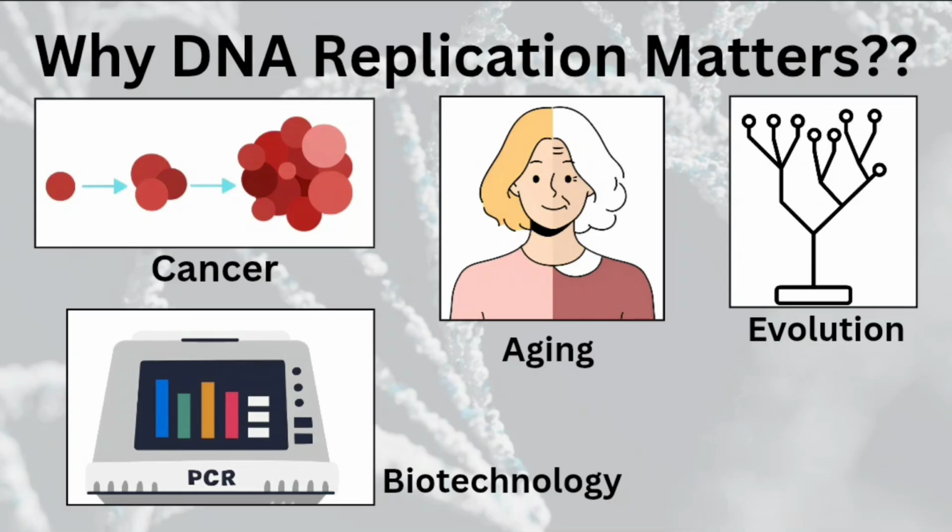Without accurate DNA replication, life couldn't exist. Cells would lose information, mutations would pile up, and organisms couldn't grow or reproduce. DNA replication also connects to cancer. Uncontrolled cell division can be fueled by replication errors. Aging: as the cell replicates, DNA ends shorten, leading to telomere erosion. In biotechnology, PCR, the method used in labs to copy DNA, is based on the same principle as replication. And in evolution, rare replication errors or mutations create genetic variation, the raw material of evolution.